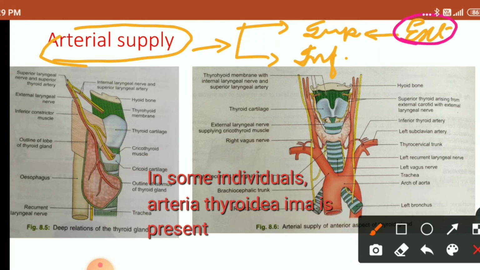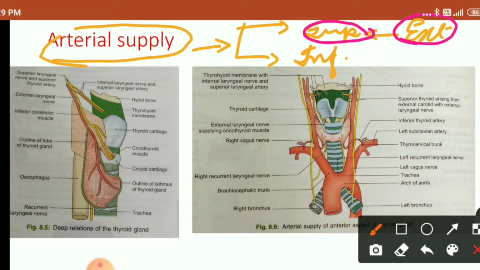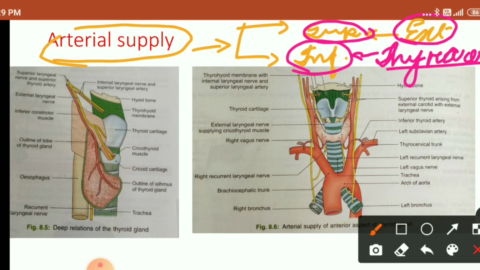We have right and left common carotid arteries which give rise to right and left superior thyroid arteries. The inferior thyroid artery is again a branch of the thyrocervical trunk, which is a branch of the subclavian artery. We have right and left subclavian arteries which give rise to right and left thyrocervical trunks, and they give rise to right and left inferior thyroid arteries.